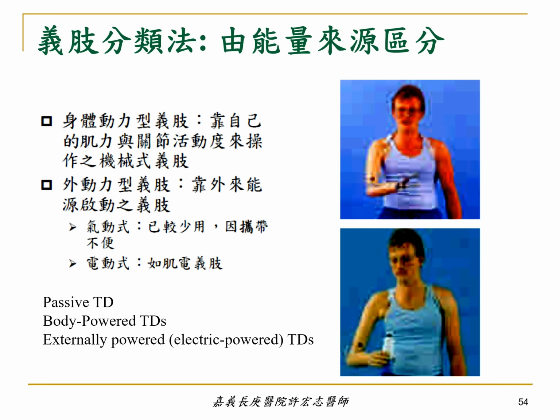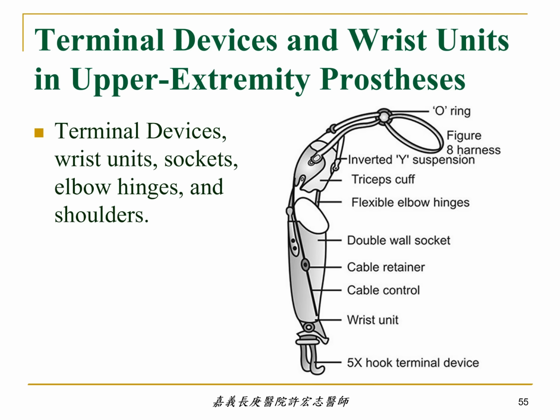Okay, so we can divide these prostheses according to their energy systems. One is the passive range of motion, or using the body posture, which we call body powered. Or using the mild electrical signal from the remaining limb, we call that externally powered or electric powered prosthesis. This is also a very popular type of classification.